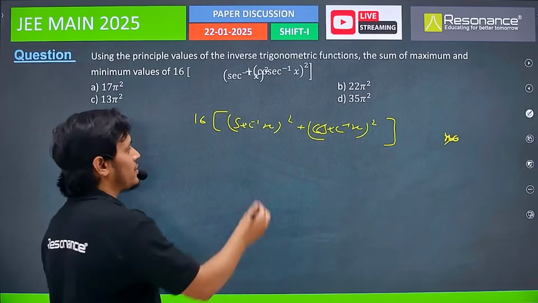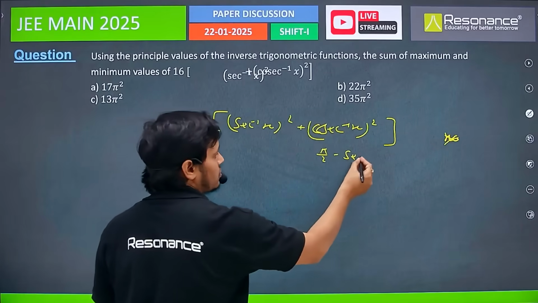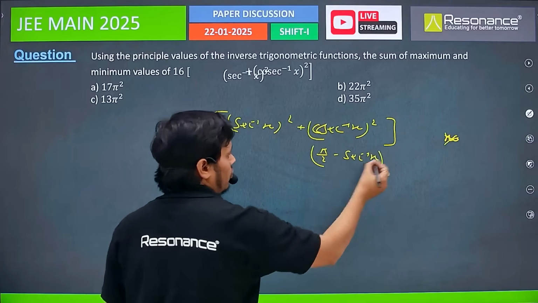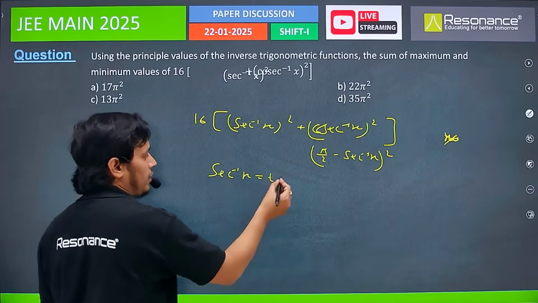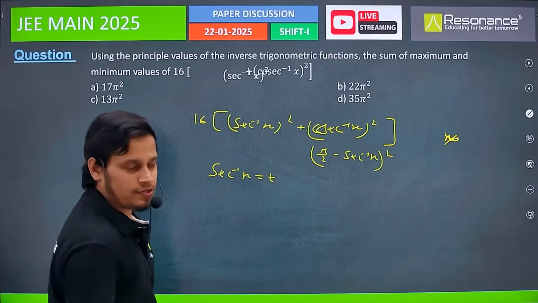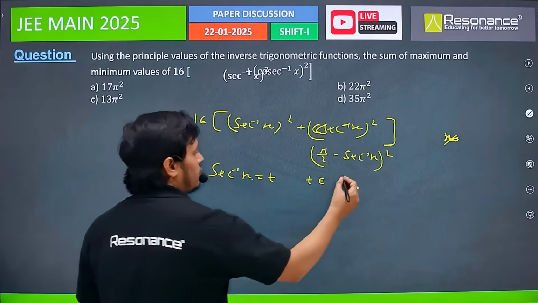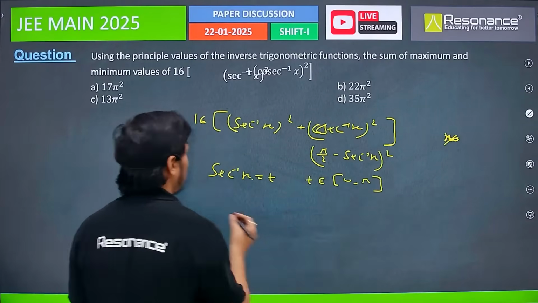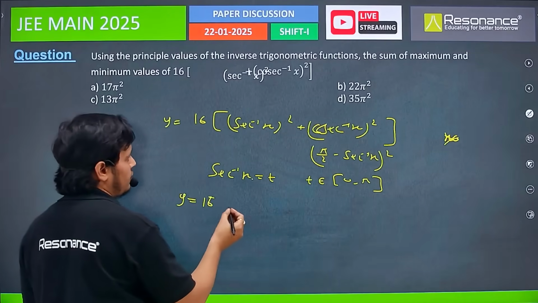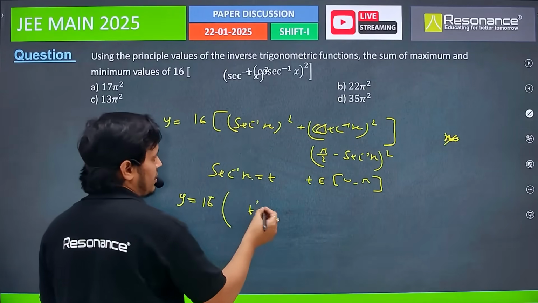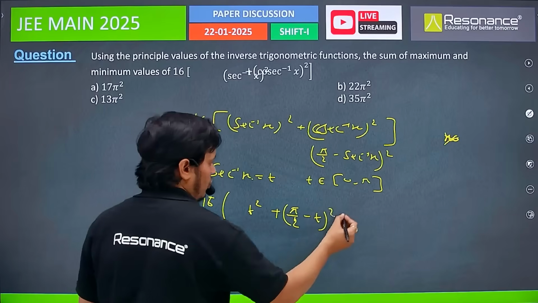Now sec inverse x, I am writing cosec inverse x as pi by 2 minus sec inverse x, whole square. Let me assume sec inverse x as t. You can use a square plus b square also, but this will be the better one. Now can I say that t belongs to the range of sec inverse, which is 0 to pi. So suppose y equal to 16 times t square plus pi by 2 minus t whole square.